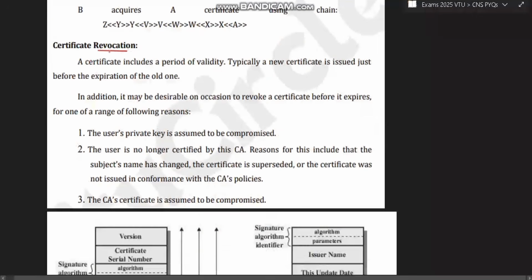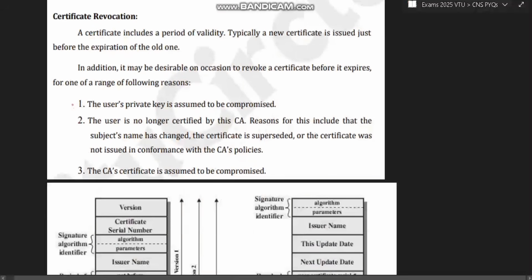And certificate revocation will also happen. A certificate will not be valid forever. There will be an expiry date. After that, it will not be valid anymore. Why will there be an expiry? Because the user's private key is assumed to be compromised. If the user has not used it for a long time, there is a possibility that it is compromised, so it will not be valid anymore.